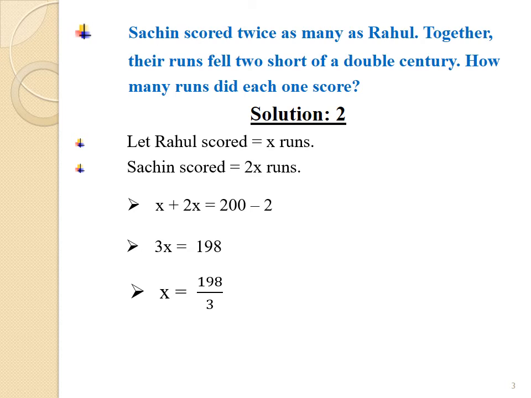Now, dividing 198 by 3, we get x equals 66. Thus, Rahul scored 66 runs and Sachin scored 132 runs, as the score of Sachin is twice that of Rahul.